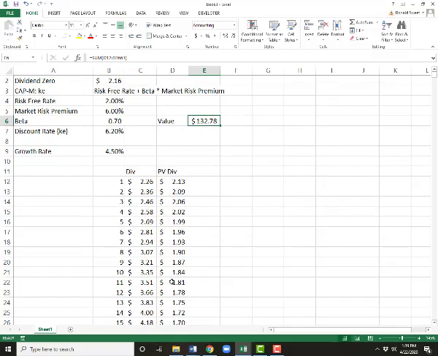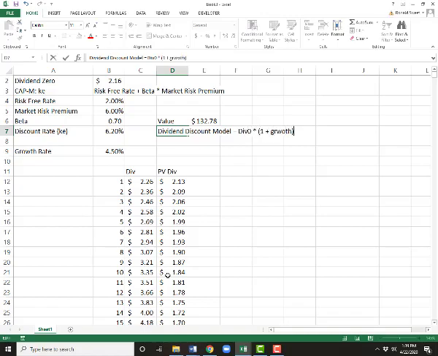So I get 132.78. Well, here's the dividend discount model. The dividend discount model says you can do the same thing just by taking dividend 0 times 1 plus the growth rate divided by the discount rate minus the growth rate. That's that perpetual growth annuity I've been talking about. So if we do that, the dividend is 216 times 1 plus the growth rate divided by the discount rate minus the growth rate.